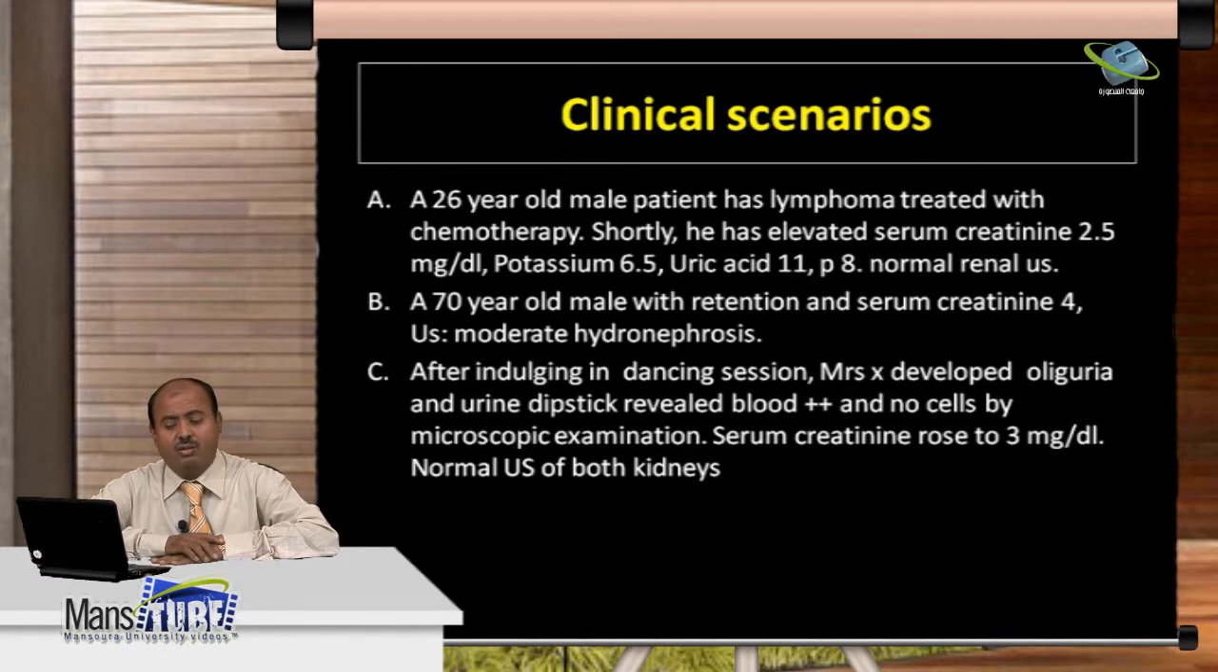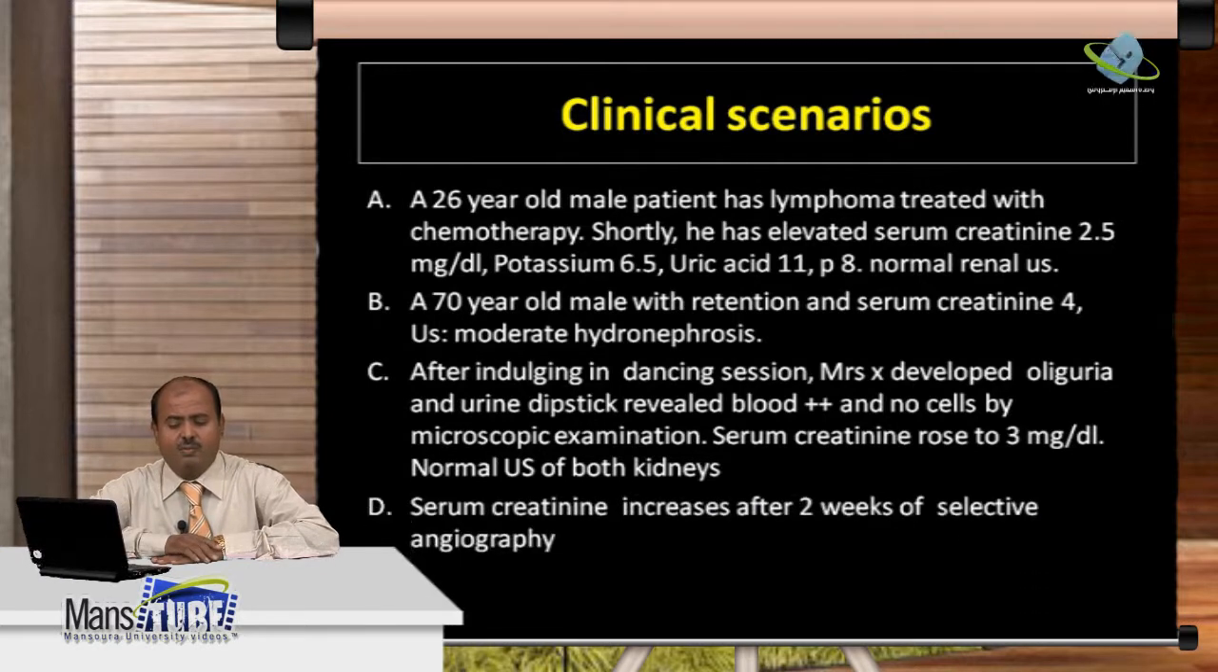Another case scenario, after indulging in a dancing session, Mrs. X developed oliguria and urine dipstick revealed blood and no cells by microscopic examination. This is a notice of rhabdomyolysis or hemoglobinuria. So in hemoglobinuria or myoglobinuria, you will find by dipstick positive blood, but with microscopic examination, you will never see cells. So serum creatinine rose to 3 milligram per deciliter and normal ultrasound, so this is a clue. History, vigorous exercise, plus presence of blood by dipstick and absence of red cells by microscopy. This is a case of rhabdomyolysis, and I can be sure by requesting the CK enzyme, and you'll find it very high.